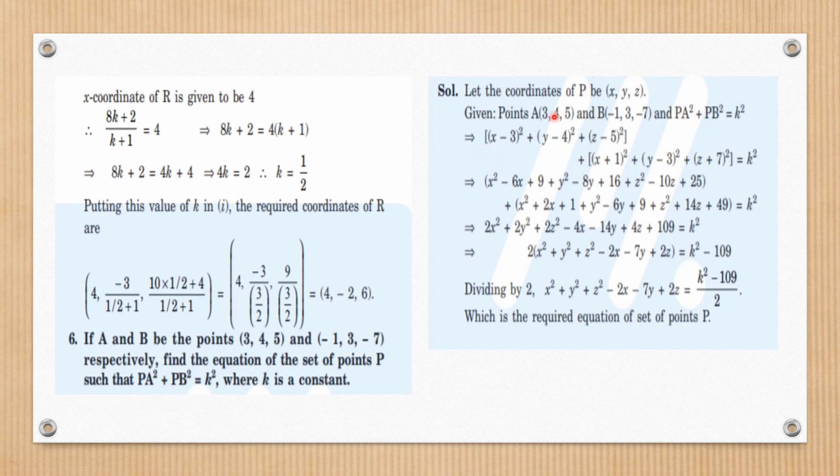So it's like (x − 3)² + (y − 4)² + (z − 5)² + (x + 1)² + (y − 3)² + (z + 7)² = k². Open everything. When you open it up, you will get an equation from where you can take 2 common, except this 109. So take this 109 towards k², giving k² − 109, and take 2 common outside it. After dividing by this 2, I get the equation as x² + y² + z² − 2x − 7y + 2z = (k² − 109)/2, which is the required equation of the set of points P.